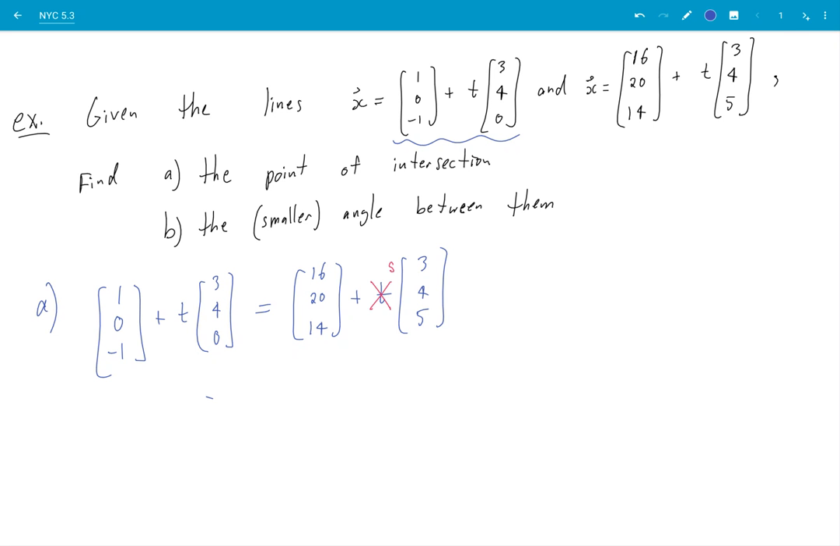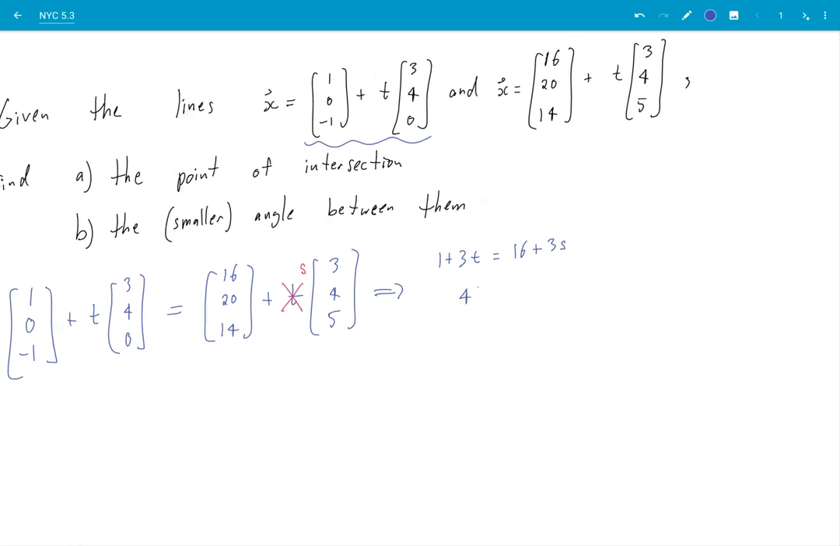Okay, what do I get? I get three equations. First equation is 1 plus 3t is equal to 16 plus 3s. 4t is equal to 20 plus 4s. Negative 1 is equal to 14 plus 5s.